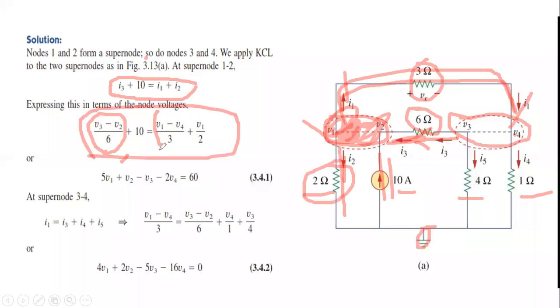If you have some doubts, you can ask on the chat box. You can put your question in the chat box. If you have any doubt in this expression.